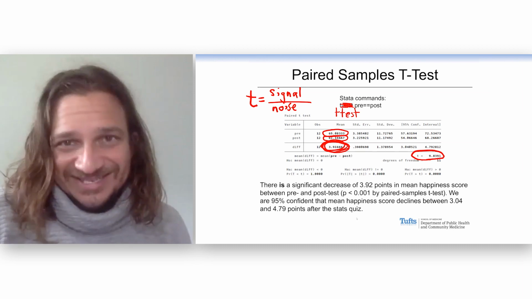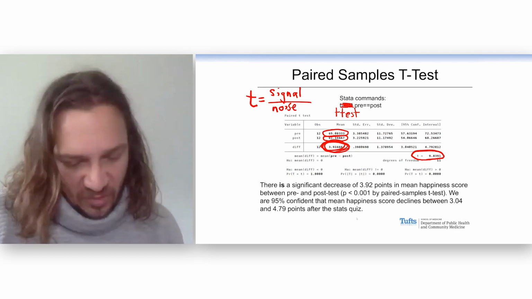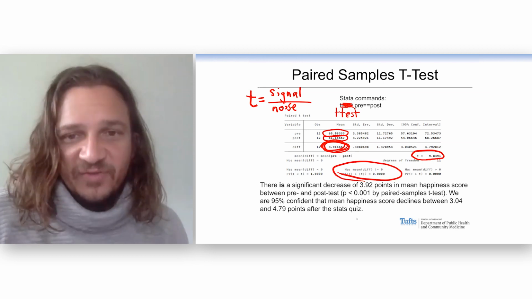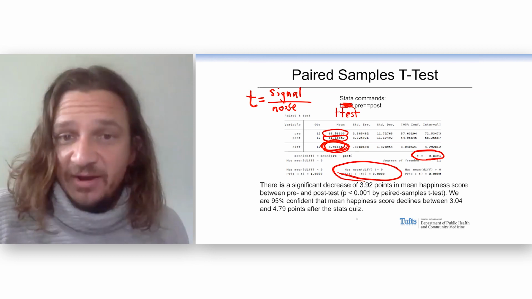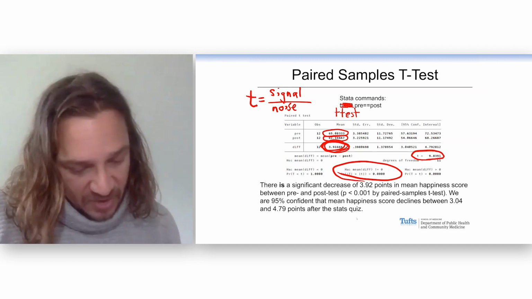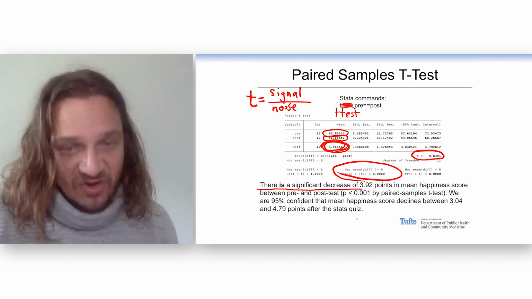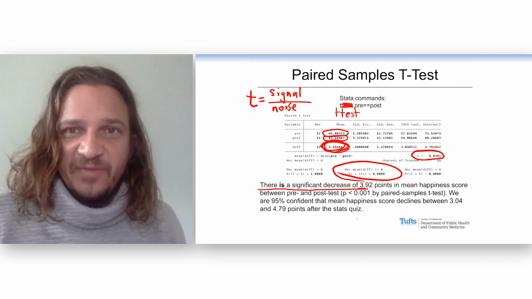This is way out there. This is 9 standard errors away from 0. And 9 standard errors away from 0 is statistically significant. It's odd. It's rare. So when we run the paired t-test, there is a significant decrease of 3.9.